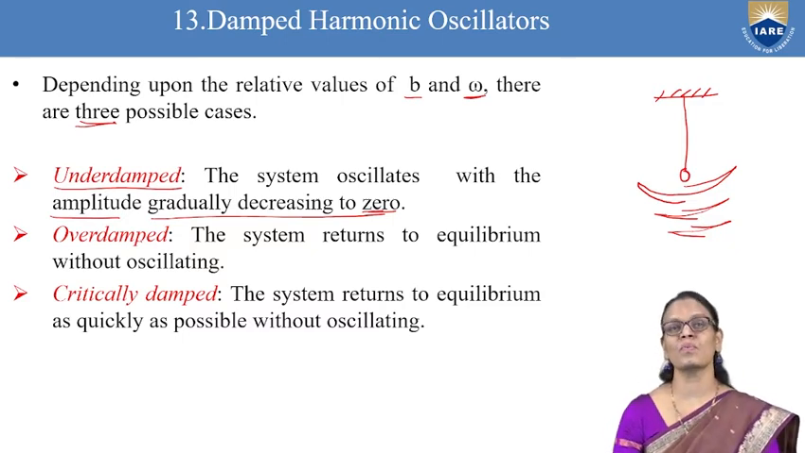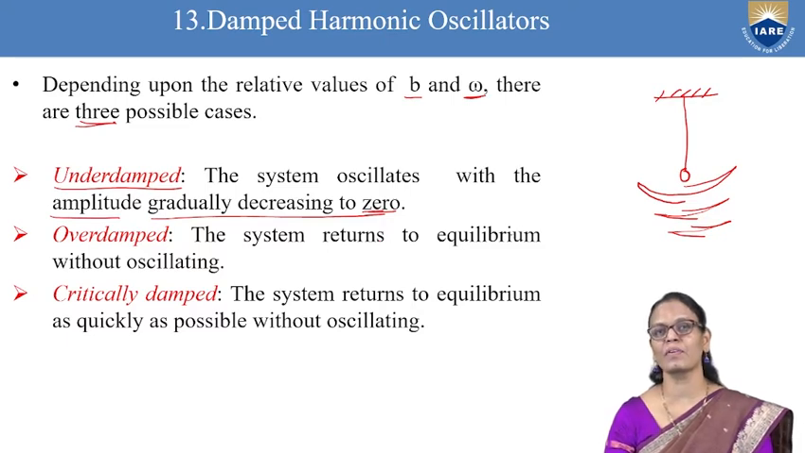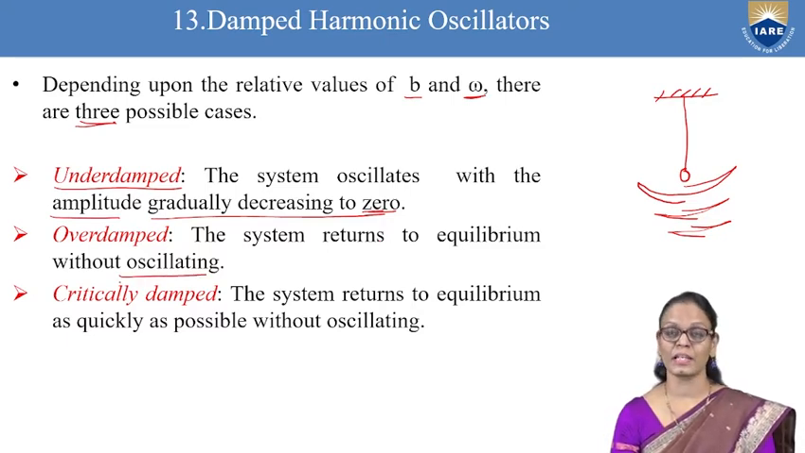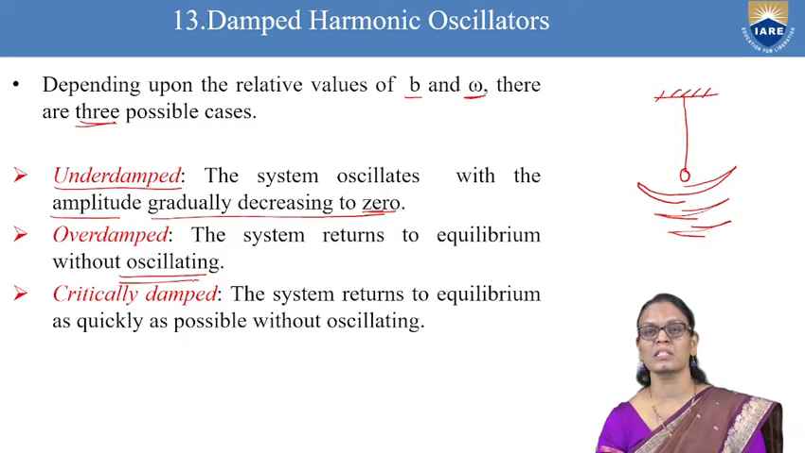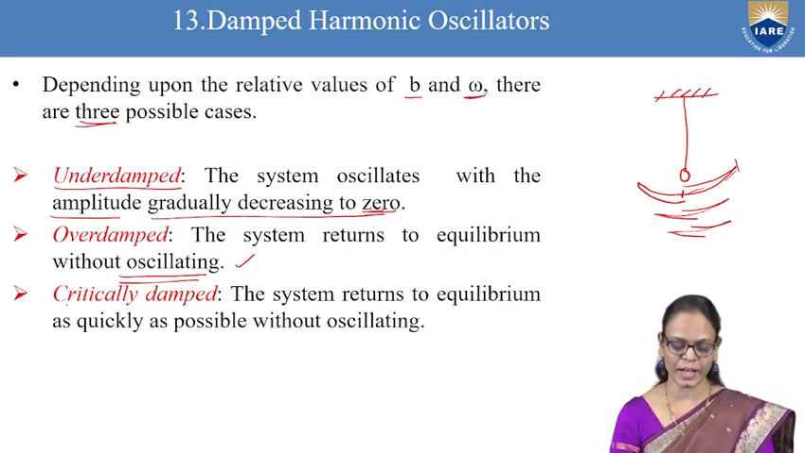Then comes overdamping. In overdamping, the system returns to equilibrium without oscillating. If the damping on the system is more, the damping forces are more. When we displace the object from its mean position, it will simply come to rest and stop without oscillating. So that is overdamping. Then what is critical damping?